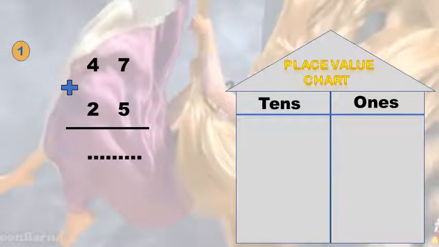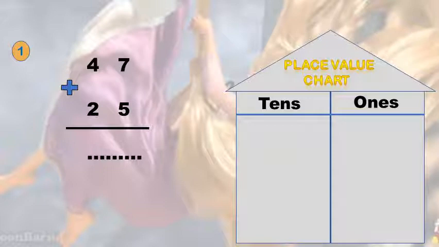We are going to put the numbers we have here inside the place value chart. The place value chart has what? It has the ones and the tens rooms. So let's see the numbers here. We want to add 47 plus 25.